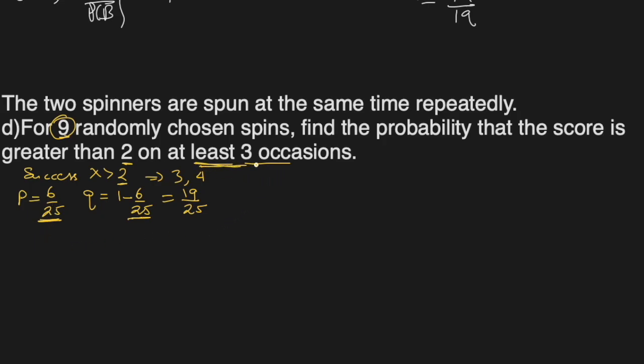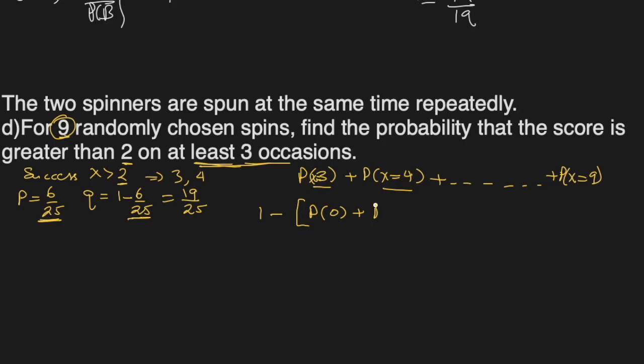So at least 3 means the probability of getting x equal to 3, or getting a 4, or getting a 5, or 6, 7, up to 9. So it is too much, right? So many of them are to be added. We can otherwise do this: 1 minus the probability of the ones which are not part of this list. Probability that x is 0 or 1 or 2. These 3 are missing from the list. We will subtract them from 1 and we'll get our answer.